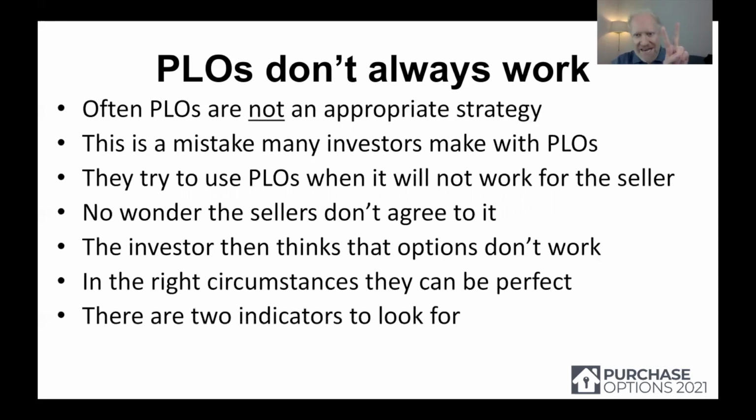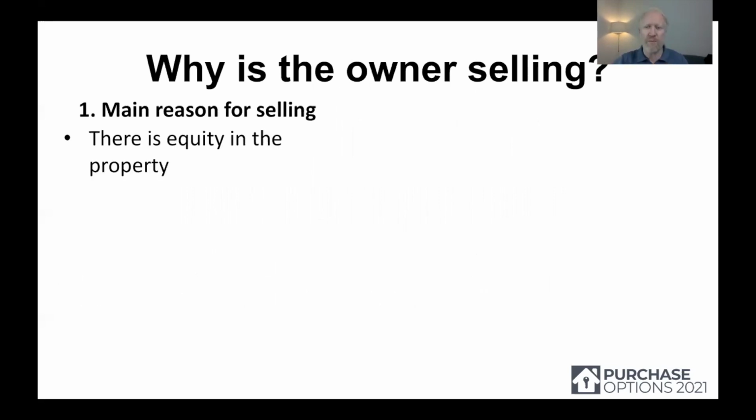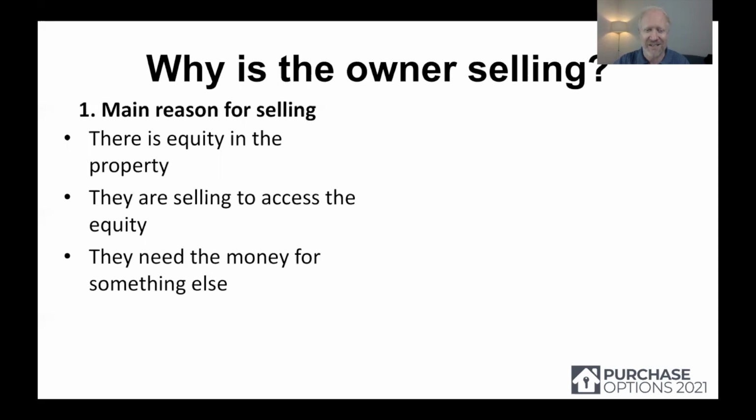So there are 2 key indicators that you need to look for to make sure a PLO is an appropriate strategy. Now, first of all, we need to understand, why is this person selling the property? There are 2 groups of people fundamentally who might be selling property. The first one is a group of people where there's equity in the property and they're selling that property because they want to access the equity. Maybe they need the money for something else. So the equity is the difference between the value of the property and a mortgage that might be on the property. That's the equity. And they need the cash for something else. In that case, a PLO is just not going to work because they're not going to get the money now. We're suggesting they get the money in 3 or maybe 5 years' time.